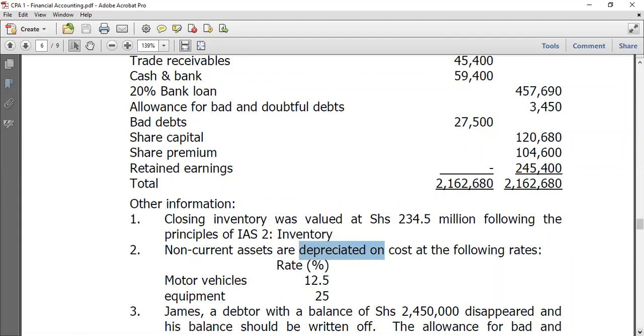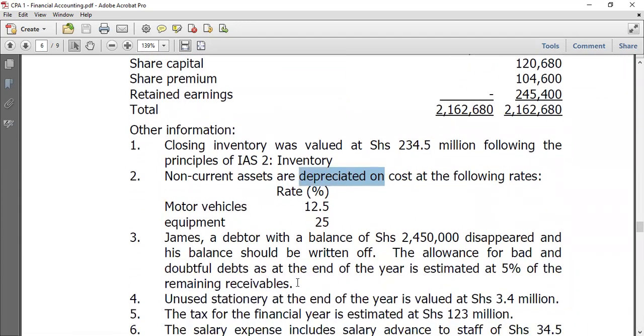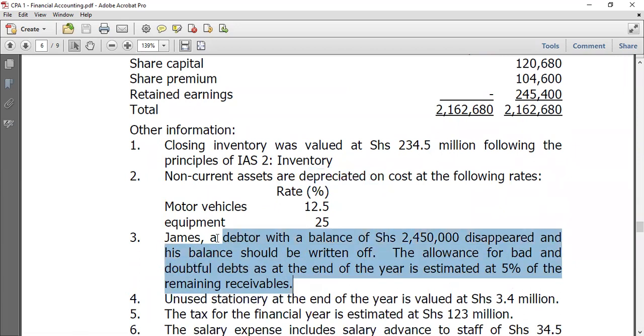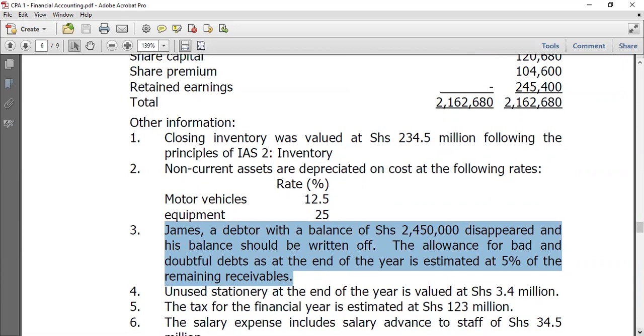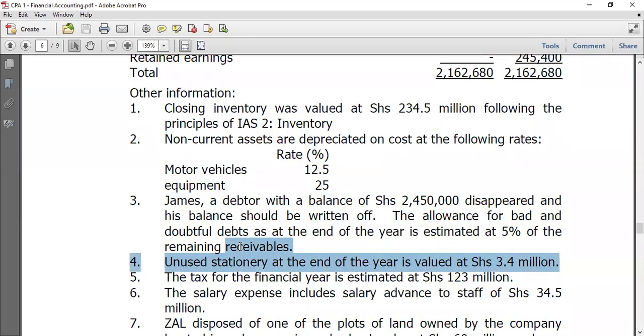And then, of course, this is provision. We shall look at it, where the allowance for doubtful debts at the end of the year is estimated at that value. Unused stationery at the end of the year is valued at 3.4.